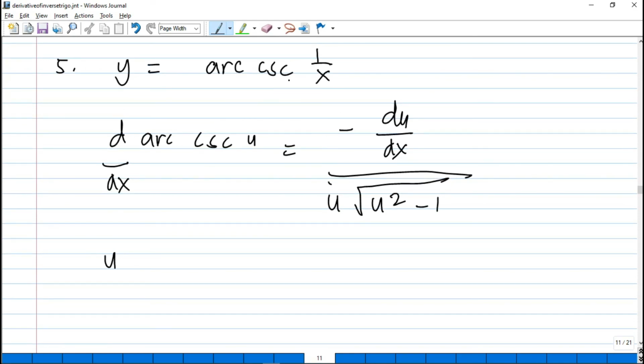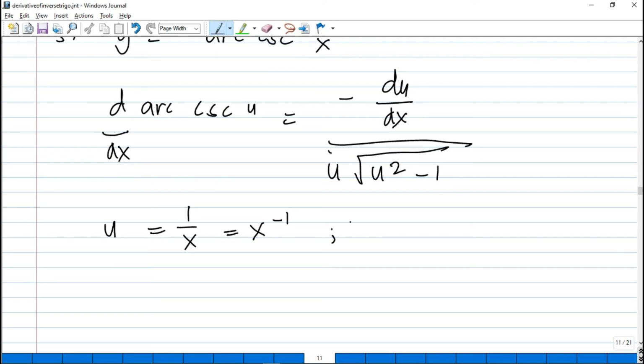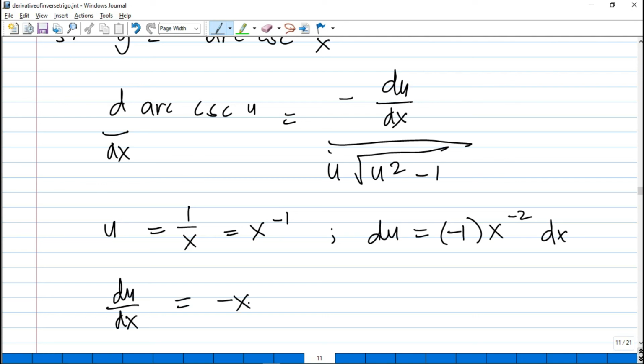Okay, ang u natin from this expression, u is 1 over x, or x raised to negative 1. Let's find du over dx. Okay, so du equals, so power formula natin to, guys. So bring down the exponent, negative 1 times x raised to negative 1 minus 1, that is negative 2. Then derivative of x is dx. So therefore, du over dx is just equal to negative x raised to negative 2, or negative 1 all over x squared. Okay, that's the exponent rule.